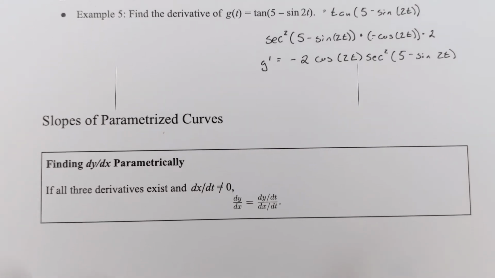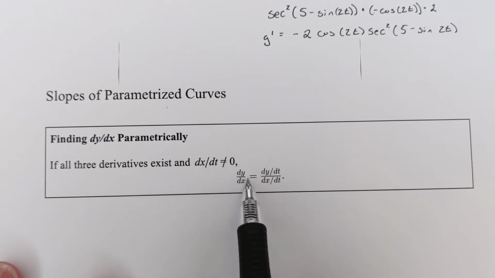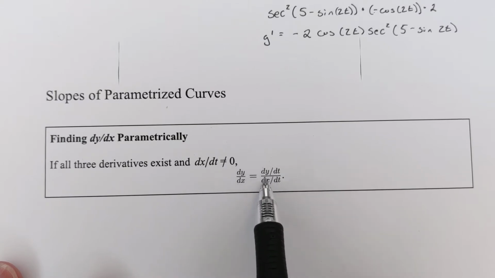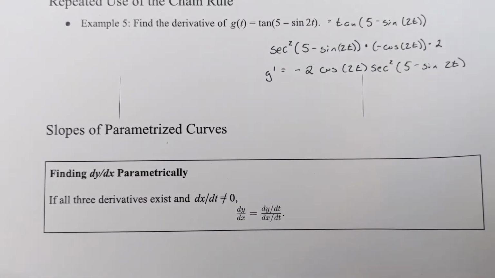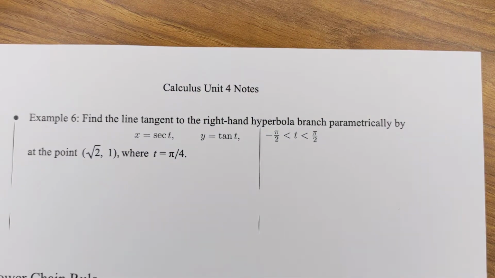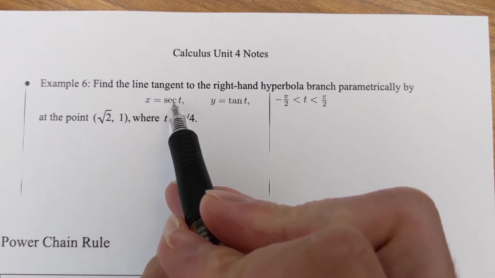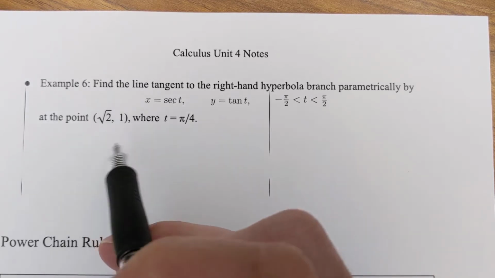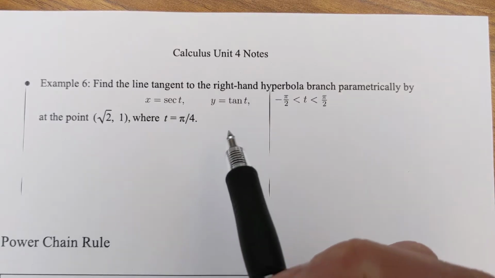If you have a parameterized curve, meaning you have x and y defined in terms of a third variable t, dy/dx is equal to dy/dt, the derivative of y with respect to t, divided by the derivative of x with respect to t, assuming that's not 0. So come over here to example 6. We've got these parameterized equations. So there's the derivative for x, there's y, and there's our bounds. And we're given the point root 2 comma 1, where t is equal to pi over 4.